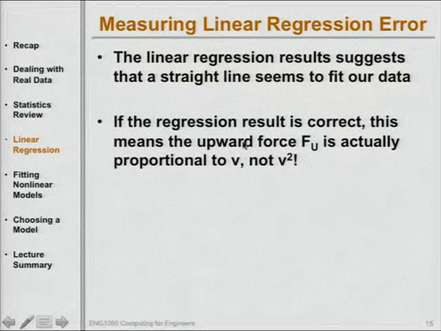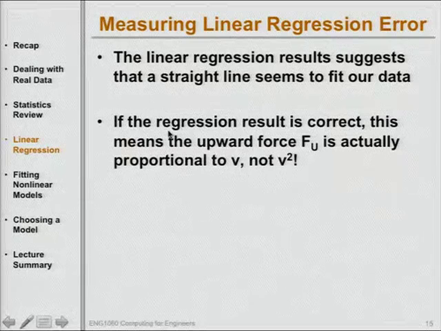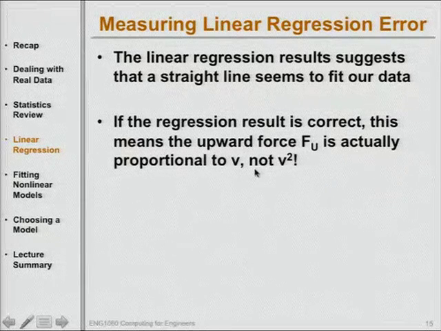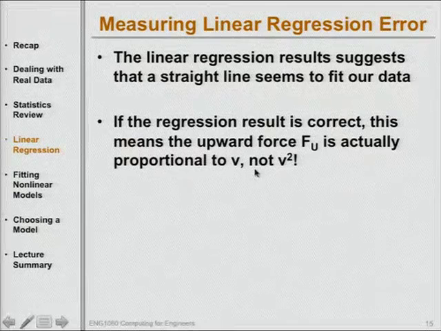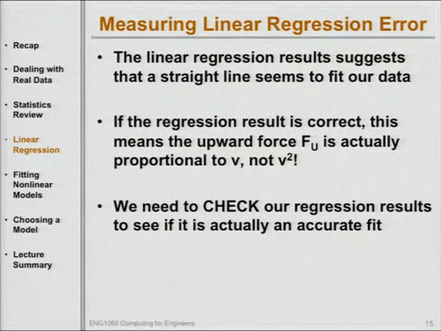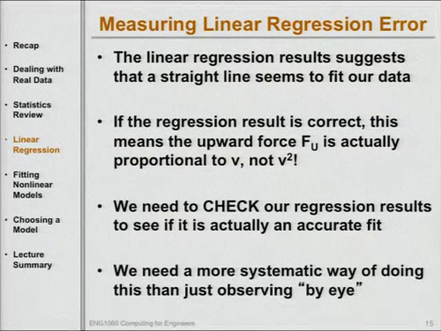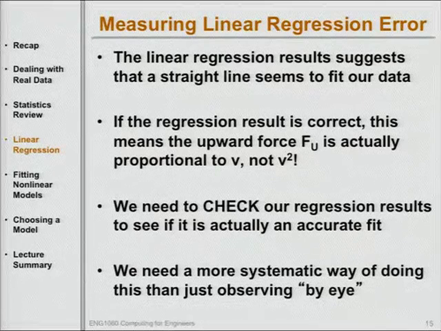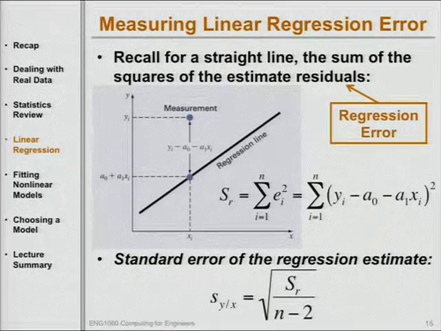Apart from the fact that we've got that negative thing, this regression result that we've just found, if we say that this is an okay fit, it basically says that our upward force is proportional to the velocity, not to the velocity squared, which is what we had originally assumed. But we need to check if it's an accurate fit or not, and there's a mathematical way of doing that. Just doing things by eye is okay. Certainly, you need to do that first, because if you didn't do it by eye, you wouldn't pick up that the force was negative. But you also need to look at it mathematically.